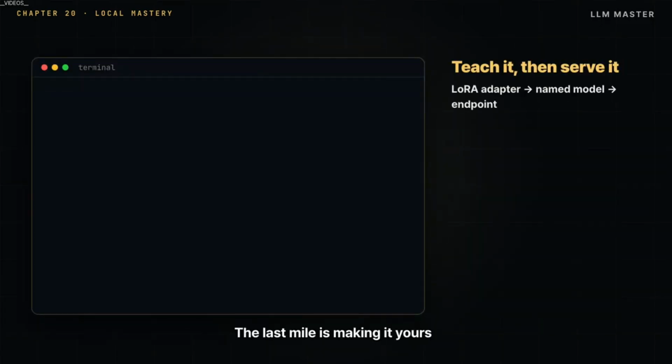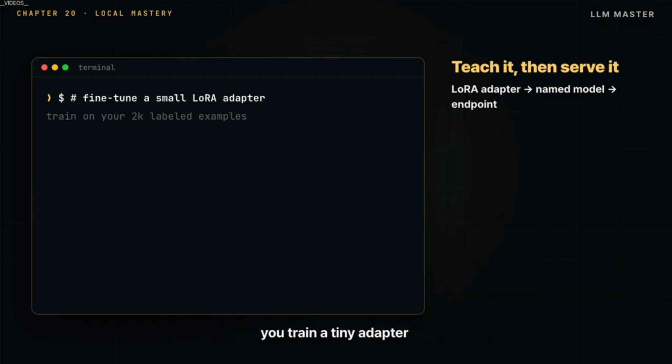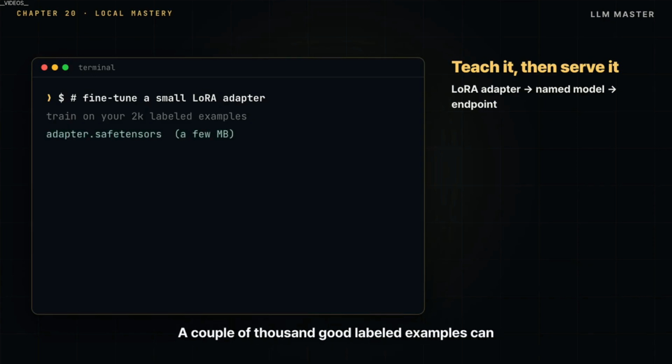The last mile is making it yours. Because the weights are open, you can fine-tune, and the practical technique is LoRA. Instead of retraining billions of parameters, you train a tiny adapter, a few megabytes of new weights that steer the base model toward your task, your tone, your format. A couple of thousand good labeled examples can meaningfully specialize it, and you can do it on modest hardware.